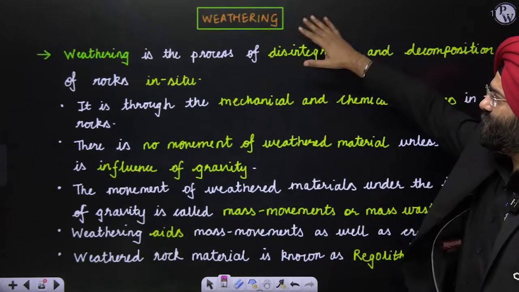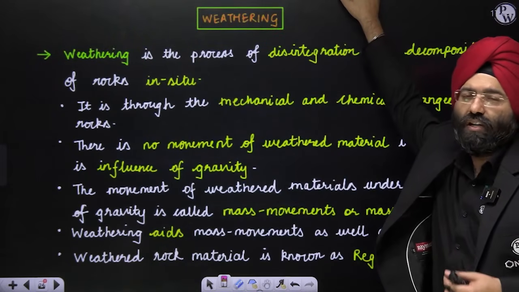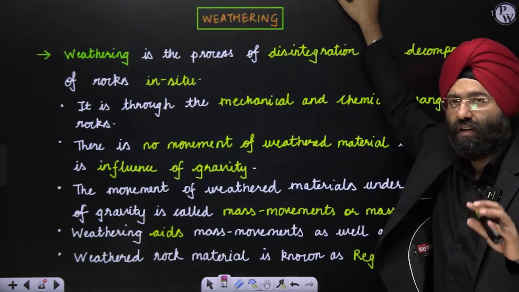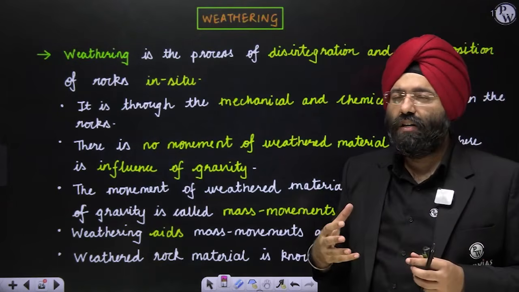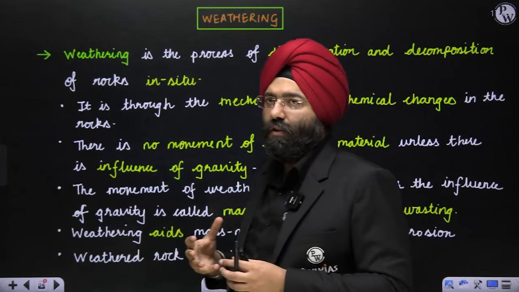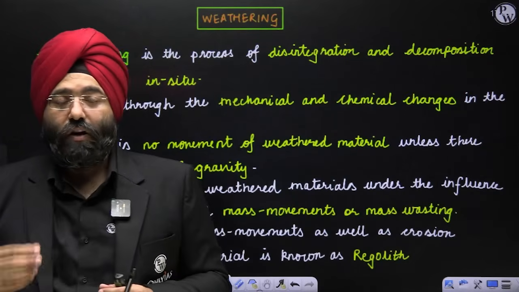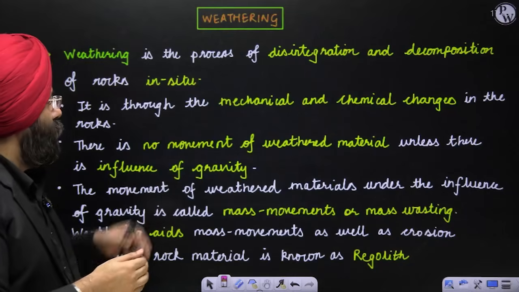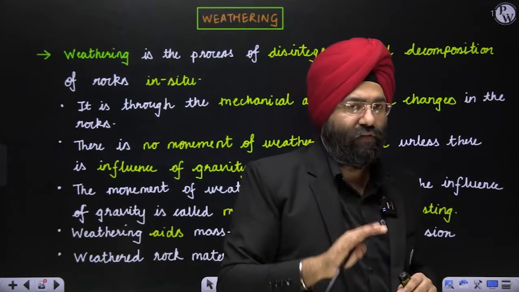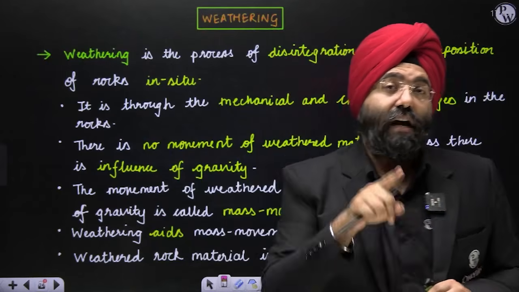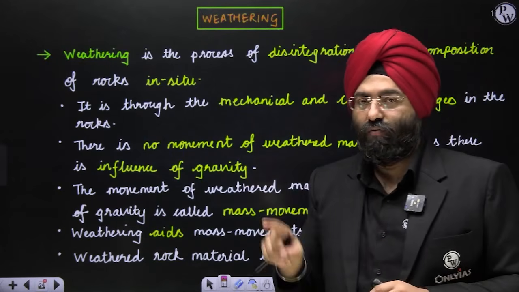So, what is this weathering? Process of disintegration or decomposition taking place of the rocks in situ. That means at the place where it is. Secondly, this is because of the mechanical and the chemical forces or phenomena that are happening or changes taking place in the rock. One, you should also remember there is no movement of the weathered material unless we are talking about the force of gravity. And the movement of the weathered material under the force of gravity is known as mass wasting or mass movement.